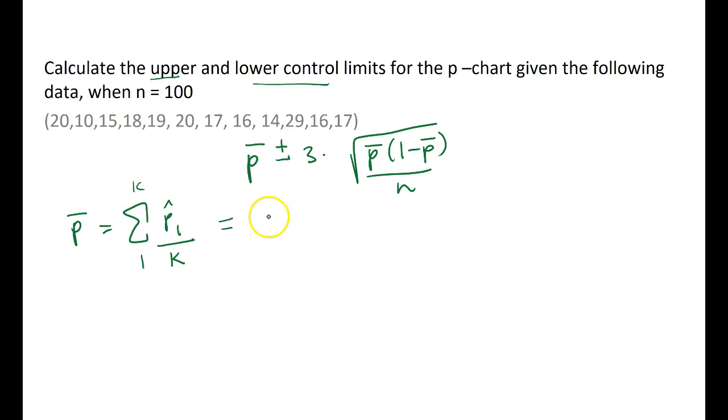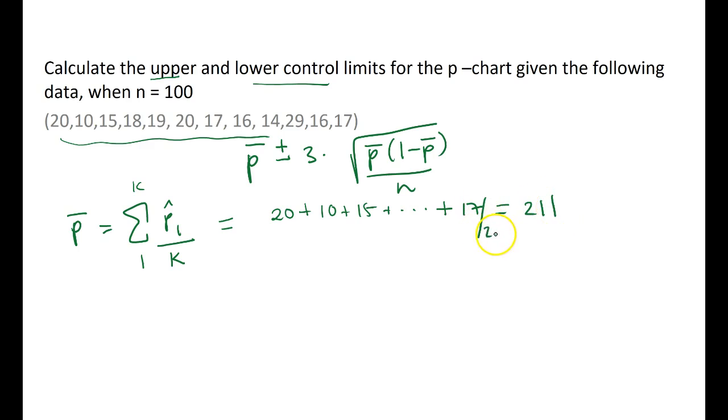In this example, you could calculate it a couple of different ways, but my suggestion is that you add up all the values, so 20 plus 10 plus 15 plus all these values up here, your counts. This comes out to be 211. Then you divide by the total sample size, so 100, and this gives you the sum of all the proportions, so 211 over 100.